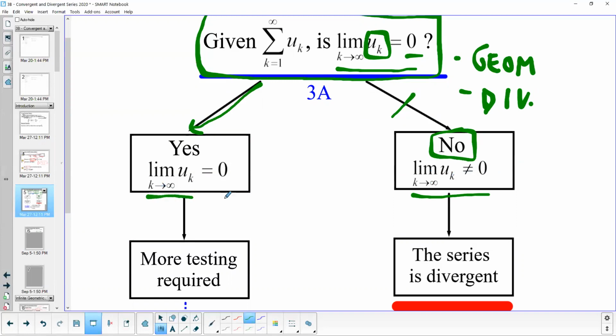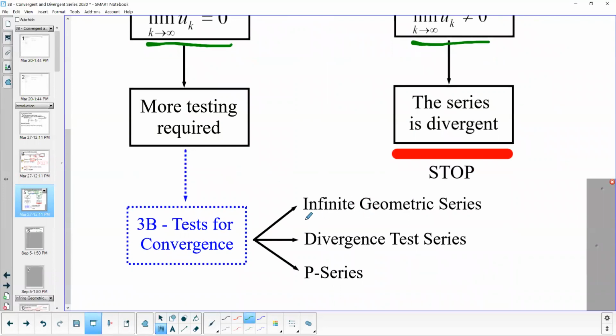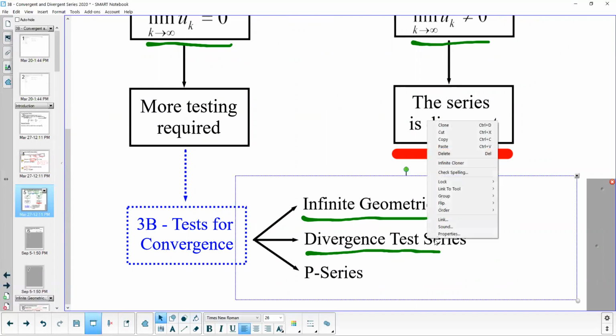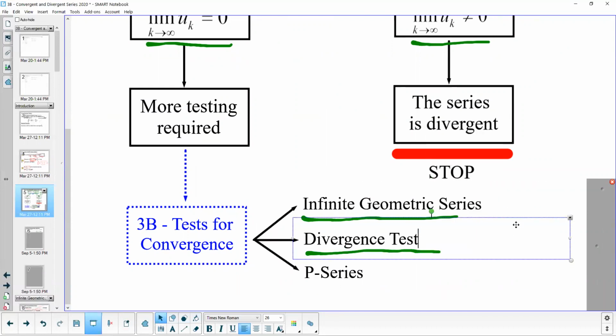And so if the limit as k approaches infinity of whatever our series is does approach 0, and again, we could either get that from a geometric series where the r is between -1 and 1, or we start applying some different rules. In the previous videos, we looked at these infinite geometric series and the divergence test. I don't know why that says divergence test series. That should just say divergence test. Let's go ahead and fix that right now. And the p-series test.